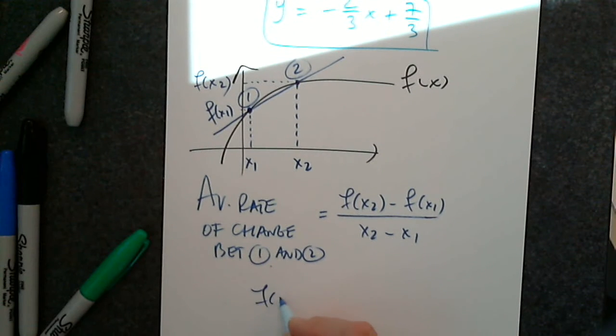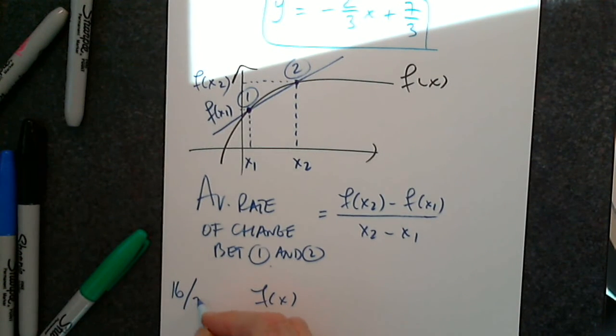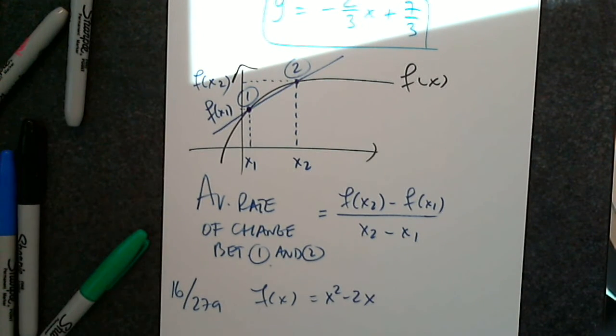So let's look at a function. If you want to create one, we can. I would like to use 16 on page 279. F of x is x squared minus 2x. Between 1 and 2. Oh, between. Yes, between 1 and 2. Thank you. Sure. Sorry about that.